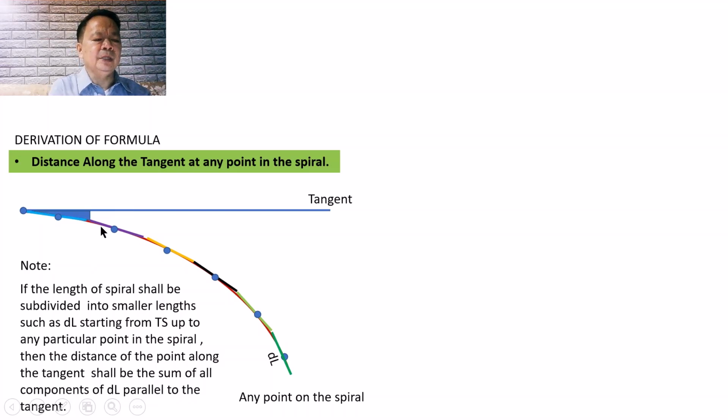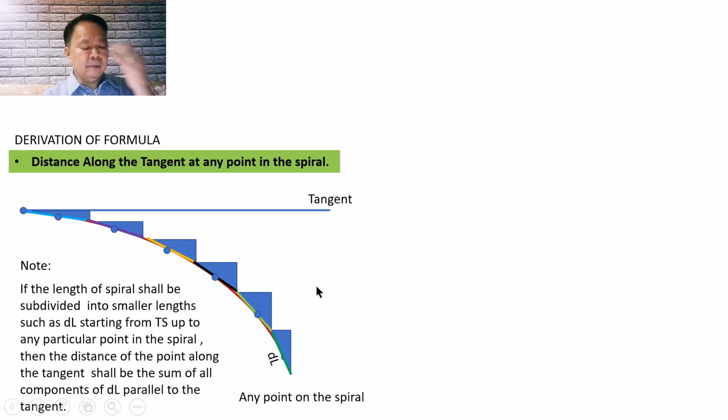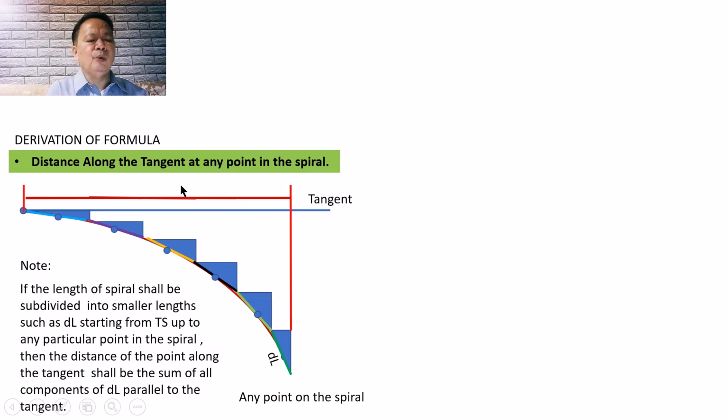Let us imagine that these are drawn parallel and perpendicular to the tangent, and this will actually represent a triangle. The perpendicular lengths are those lines above the triangle. And if all of those lines are accumulated, summed up, then we shall get our distance along the tangent. Let us show this by the use of the animation. When these are all put together, we will be getting our distance along the tangent at any point on the spiral.